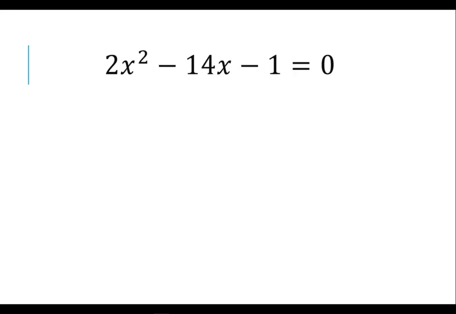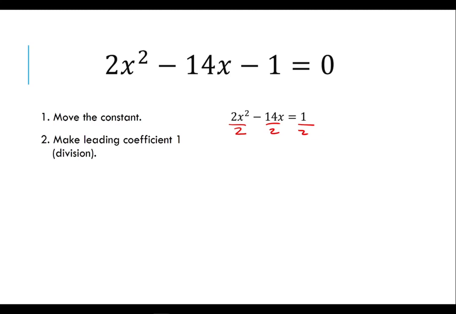So let's say we have 2x squared minus 14x minus 1 is equal to 0. And we're trying to solve this via completing the square. Step 1 is we need to move the constant to the other side. So we're going to add 1 to both sides. Then the next thing we need to do is we see that the leading coefficient a is not 1. And since it's not 1, I need to divide everything by whatever that is. So I'm going to divide it all by 2. Okay? And we're going to then get x squared minus 7x is equal to a half.